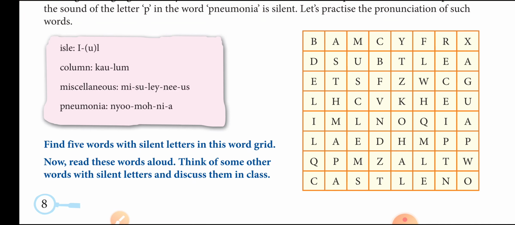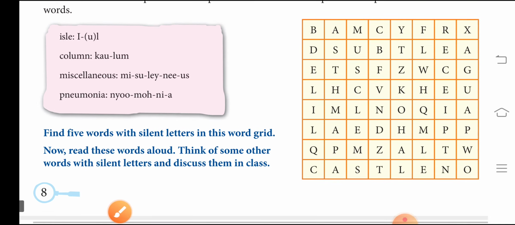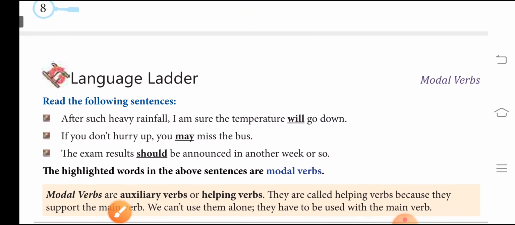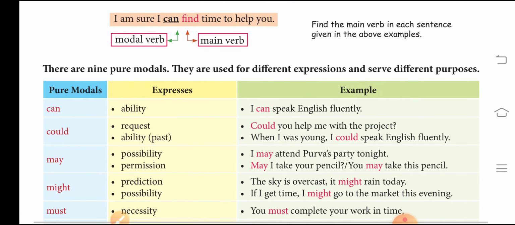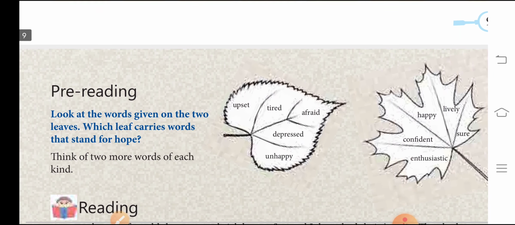So dear students, as you can see, the grid is given to you here. In this grid you have to find out the 5 words which have some silent letter also, and you have to send them to me on my WhatsApp number. So this is your homework for today. Okay. Next is language ladder, and this is related to grammar. So this we will do in the grammar section.